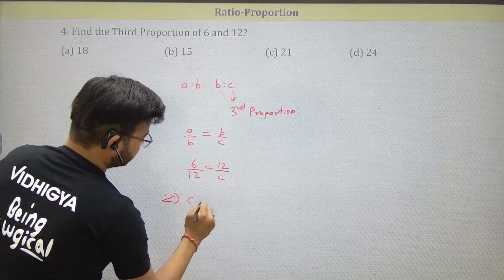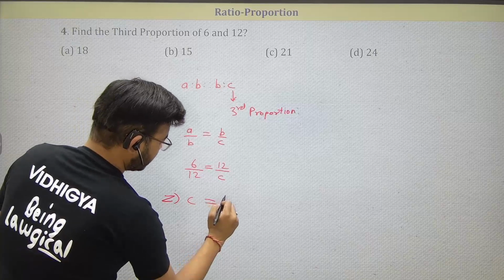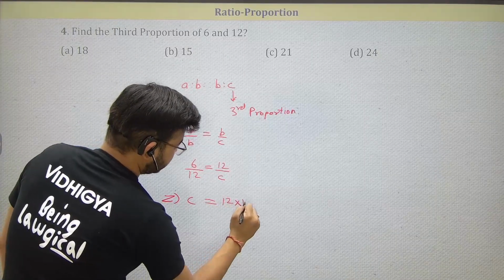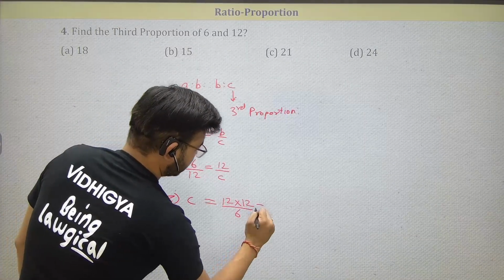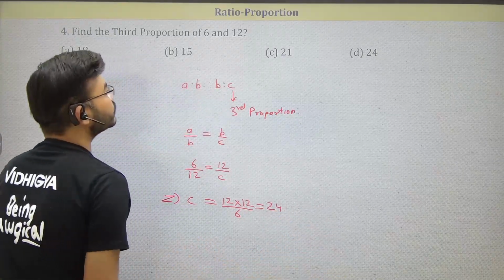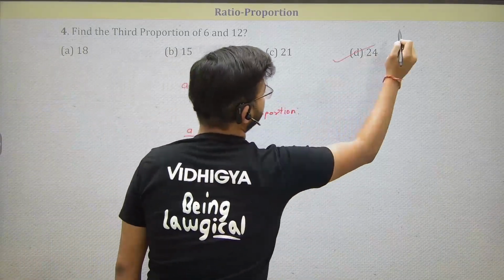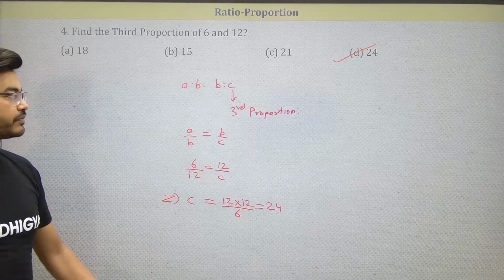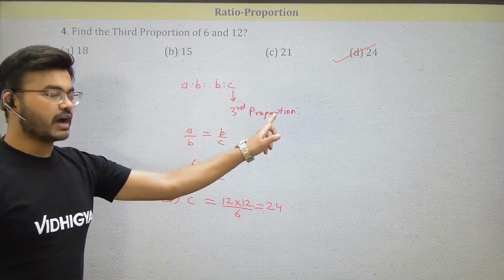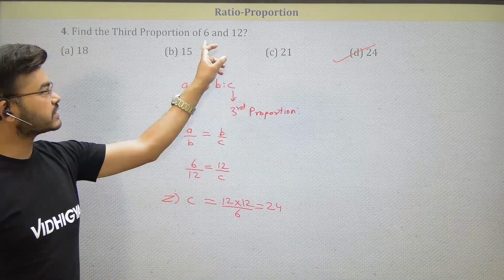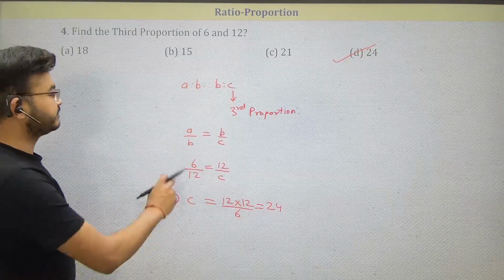So this will imply the value of C is equal to 12 into 12 upon 6, so that becomes 24. So the answer will be D, 24. So here we were asked to calculate the third proportion for 6 and 12.